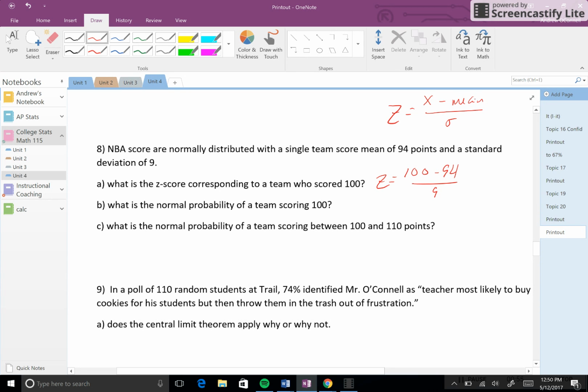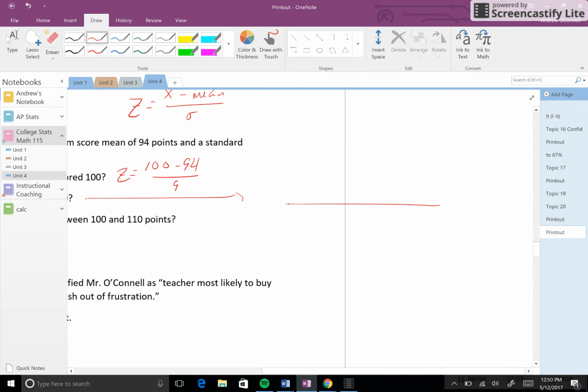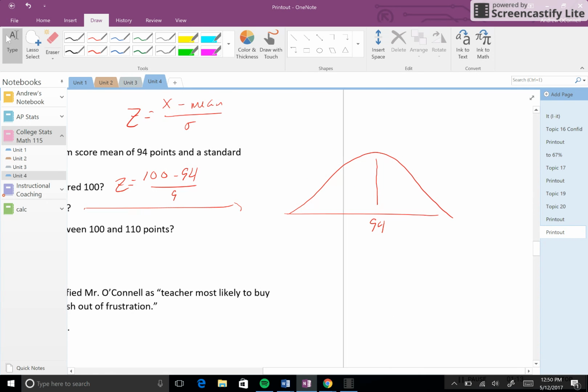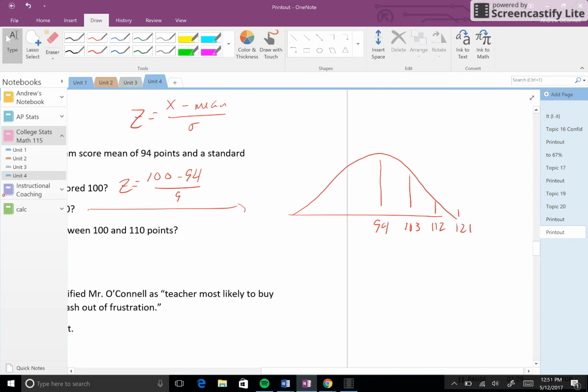And that's kind of interchangeable with population and statistic. What's the normal probability of a team scoring 100? So for normal probability, look at a normal curve here with the mean in the center, and it says standard deviation of 9. So that means we'd be at 103, 112, 121. It asked for the normal probability of 100. 100 is roughly about here.